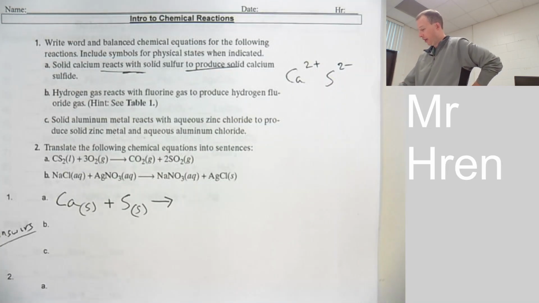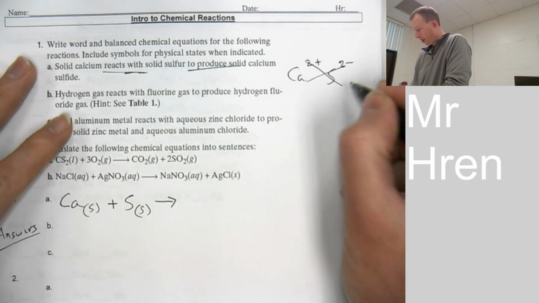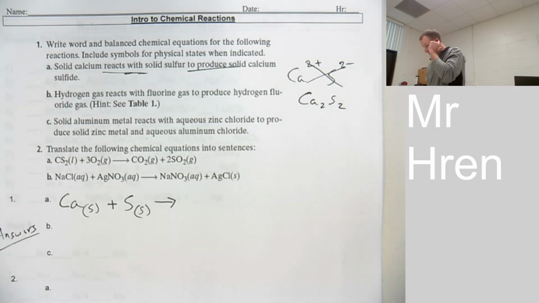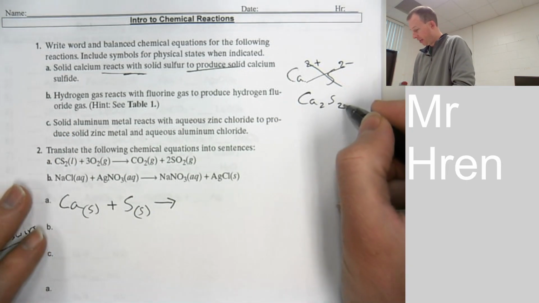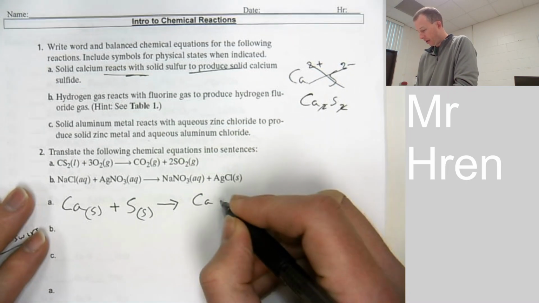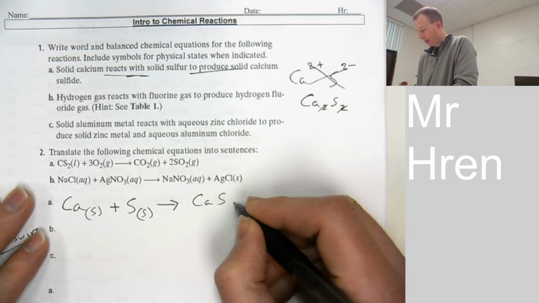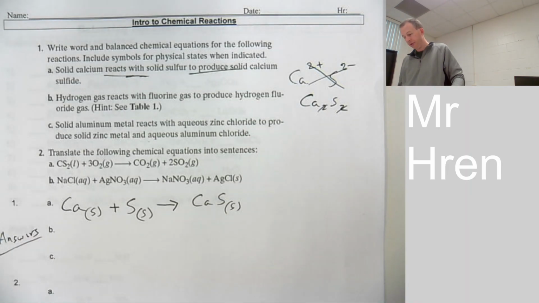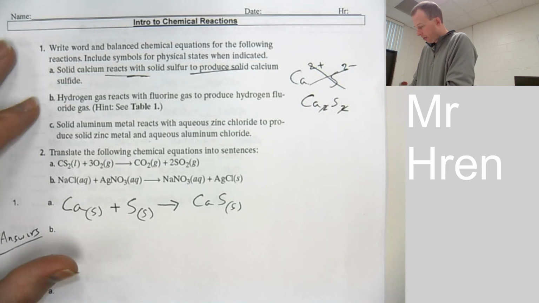So calcium sulfide. When you write this, remember you crisscross. So you'd end up with Ca2S2, but in this situation, you would just simplify to CaS. So you would write CaS, and then it says it's solid, so you'd write a little S down there. So there you go. That's your answer. Now I'll do the next one.